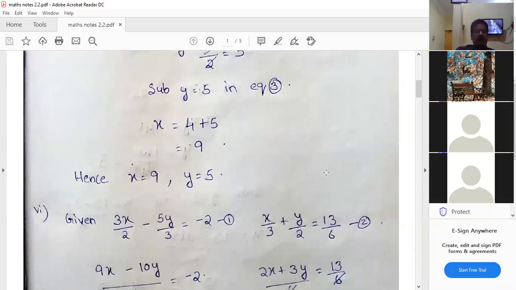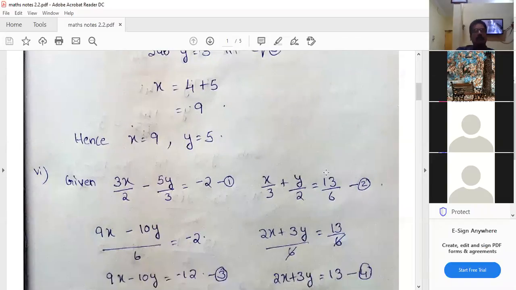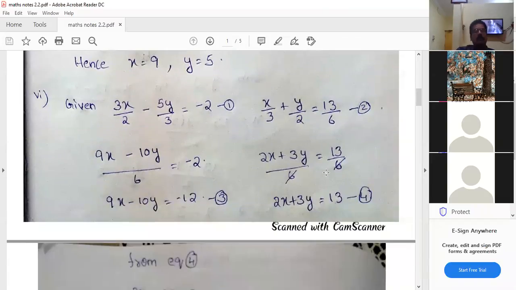Can I go for the next example? Substitution method only. 6th sum. Yes, sir. Yes, sir. Okay.